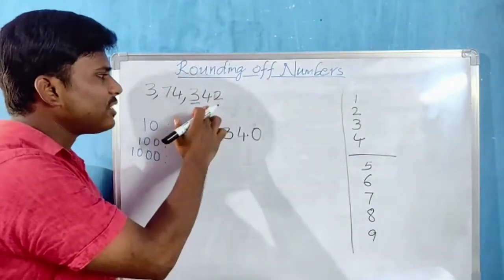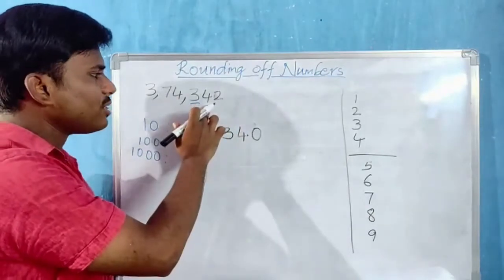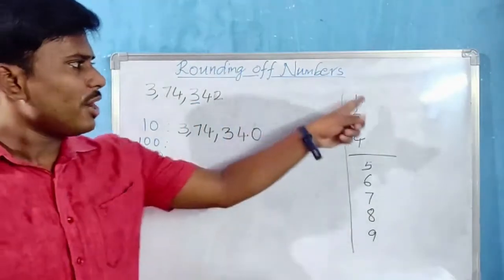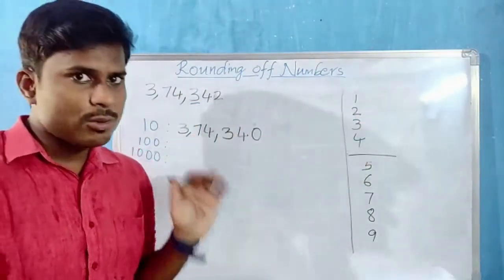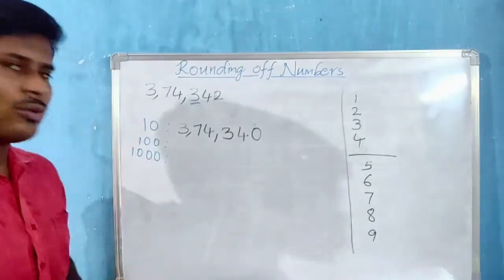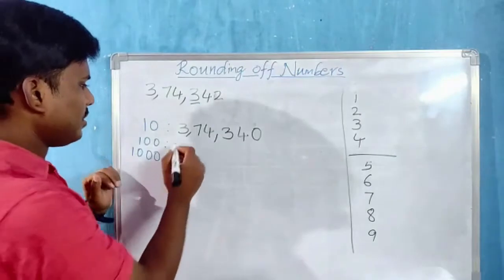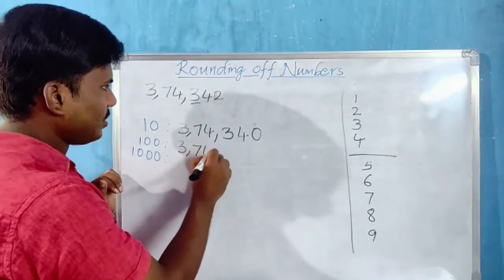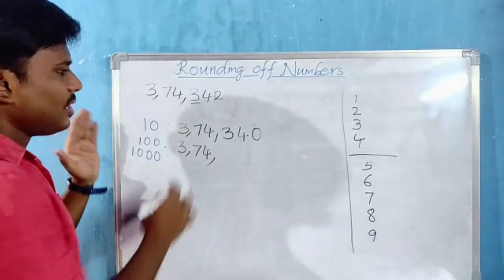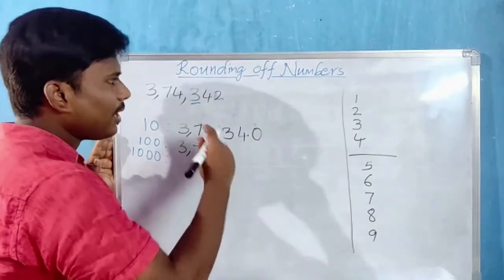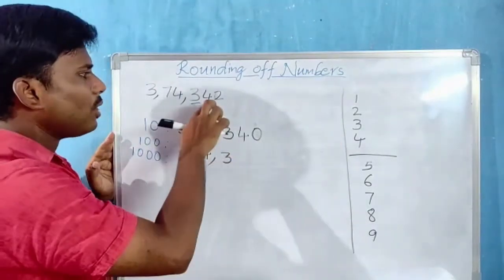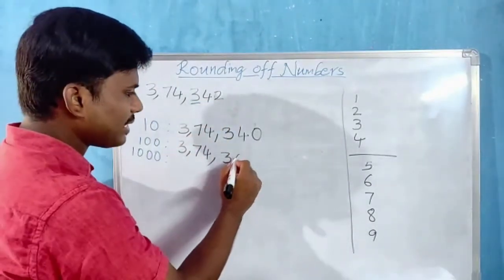Now towards the right, the immediate right place, we have digit 4. So 1, 2, 3, 4 means what? The rounding digit will be as it is. So no need of change. And the remaining left side digits we have to write as they are. So I am writing the left side digits as they are. Now 3 as it is, and whatever the right digits, 2 digits we have to place as zeros.